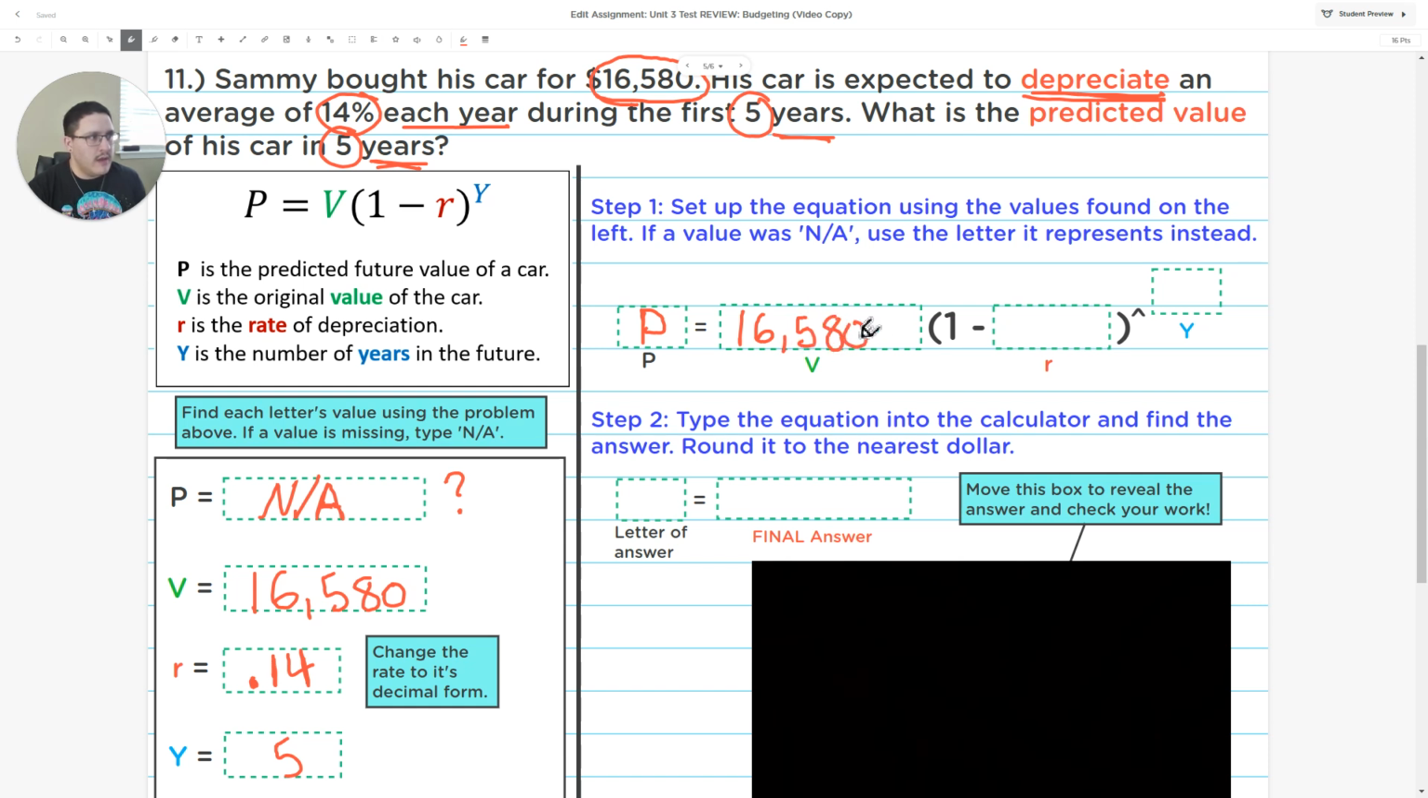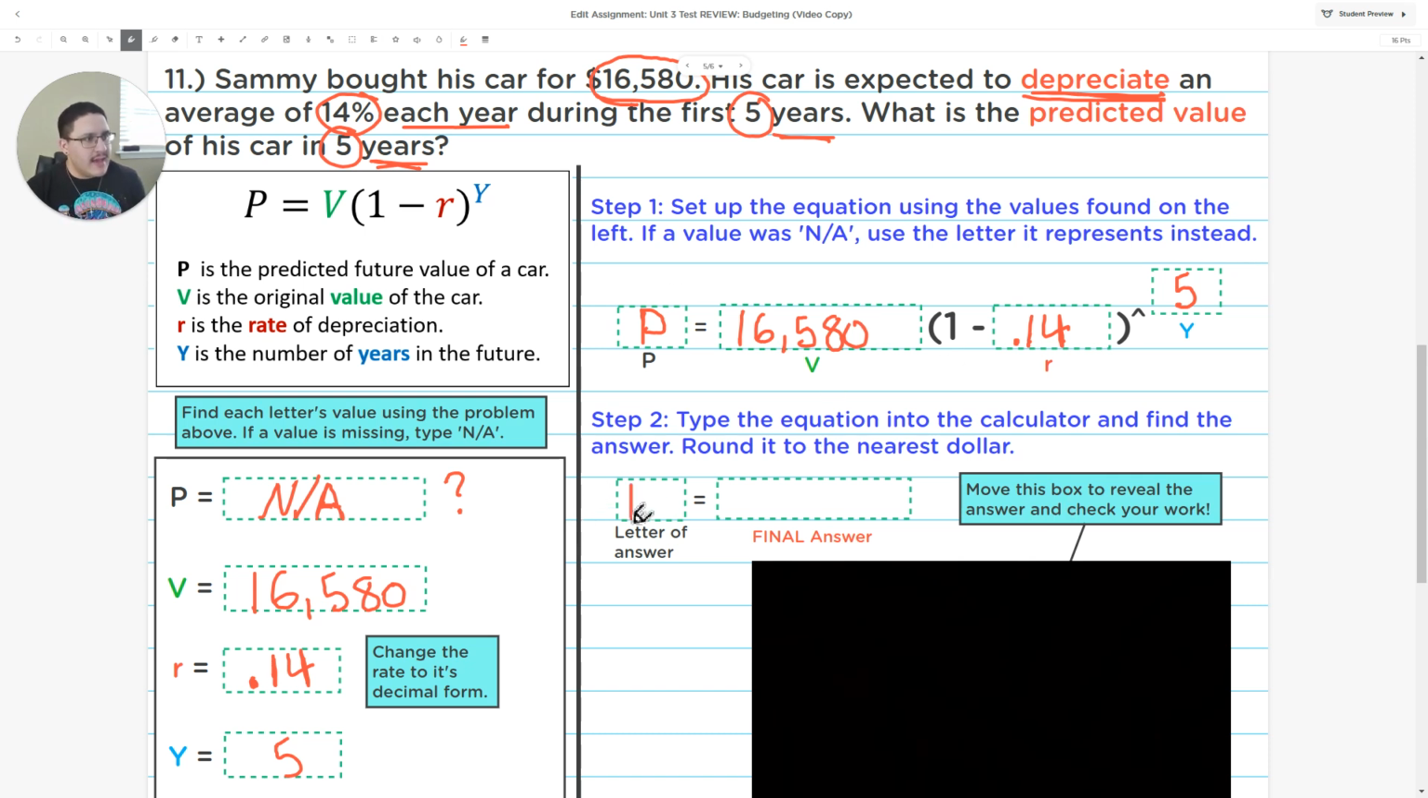16,580(1 minus 0.14) raised to the 5. So notice in the equation, on the right side of the equal sign, everything is a number. So we could just plug all that in the way we see it into the calculator and get the predicted future value. P is by itself. We don't have to do any math other than just plugging this into the calculator.